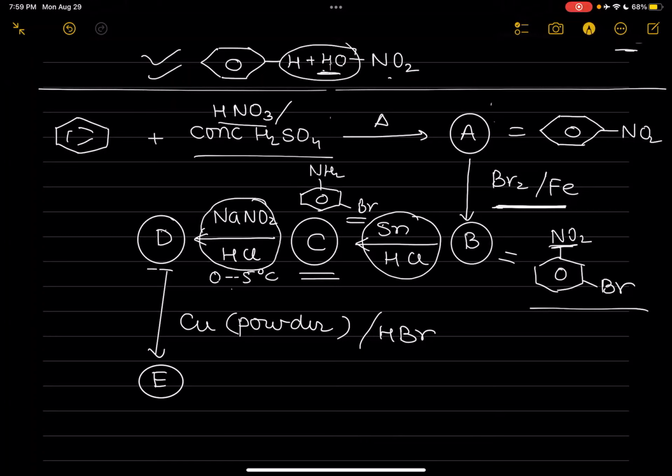And what will happen with E? The determines reaction. Yeah, this is the Sandmeyer reaction. So what will form? What is the final answer? Fluorobenzene. Yeah, it is meta dibromobenzene. Okay. So you have two bromine groups. So this was also replaced.